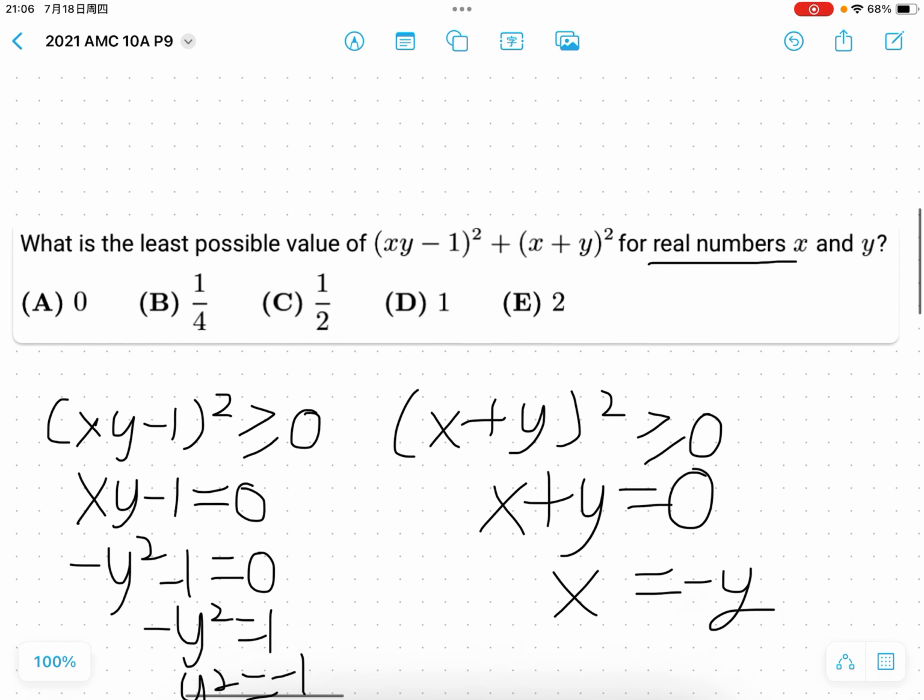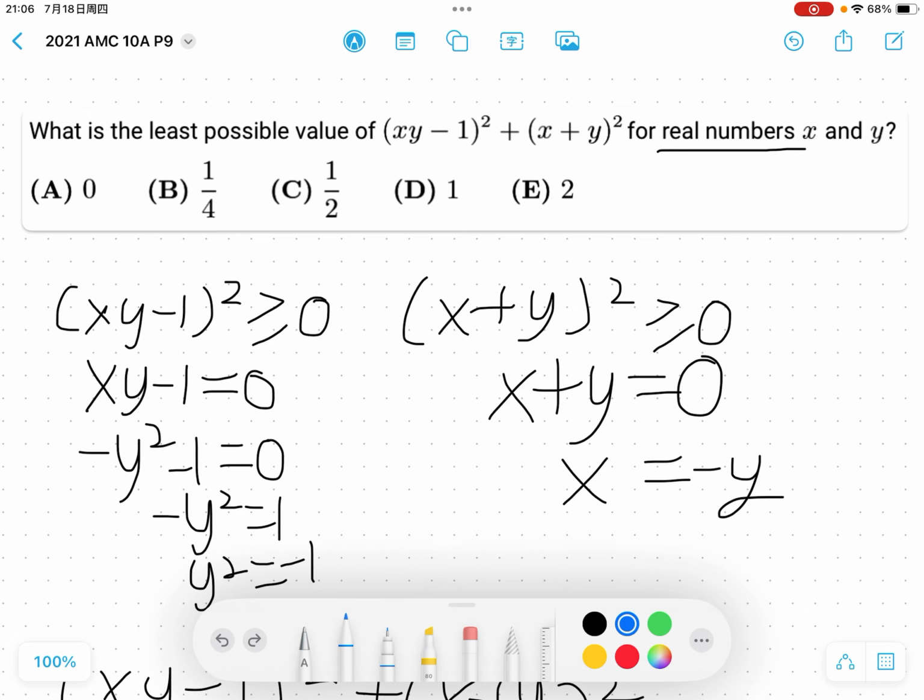And we go back and look up, that's answer choice D. So we're done with this problem. This is 2021 AMC 10A P9.